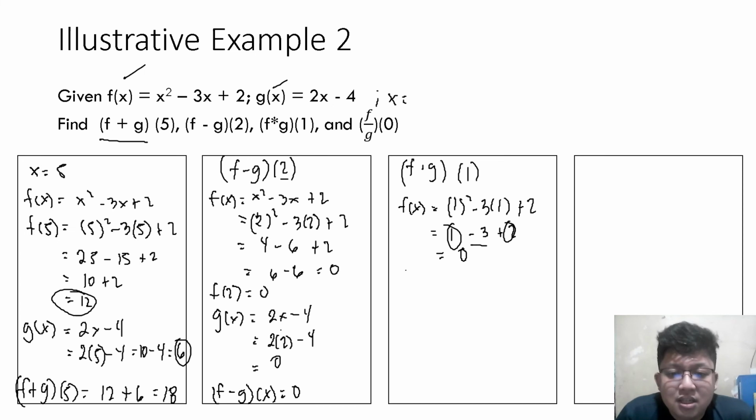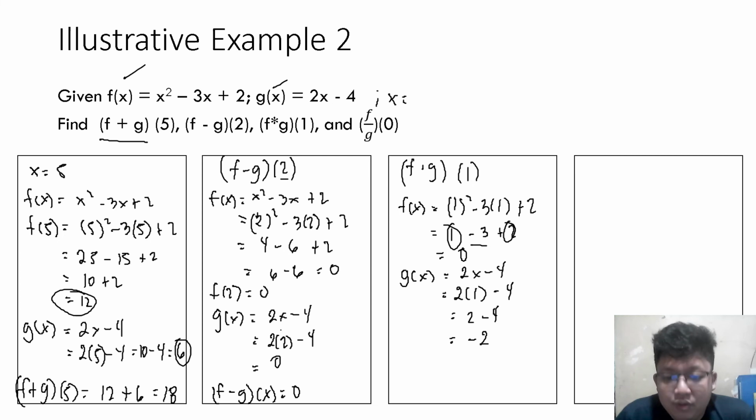Okay? So next naman po tayo, we have g of x. So again, we use 1 to be the value of x. Sige po. So here we have 2x minus 4. So 2 times 1 minus 4 equals 2 minus 4 equals negative 2. Ayan po. Because 2 minus 4 is negative 2. Ayan. So next tayo for the last one.